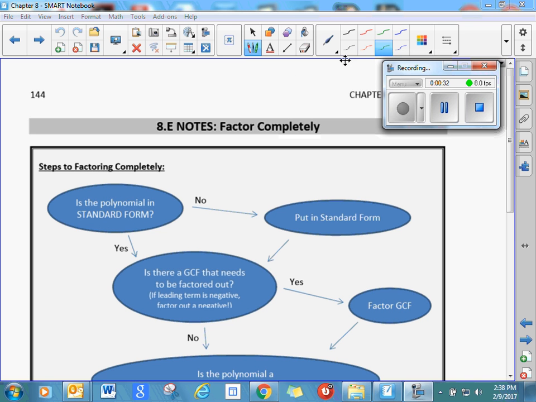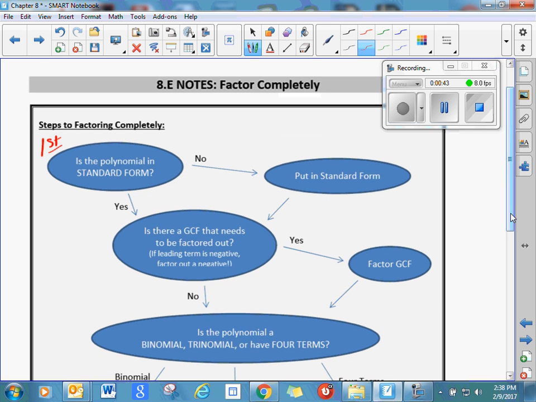First of all, the very first thing you need to do is make sure that your polynomial's in standard form. Are the exponents in descending order? If not, put it in standard form. And then jump back in and look for a GCF. Is there a GCF that you can factor out of each term?